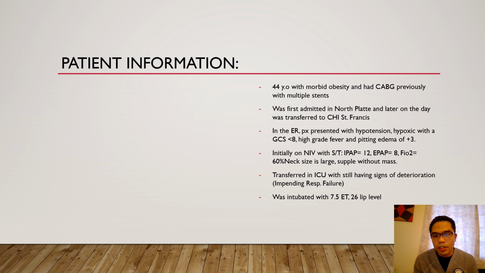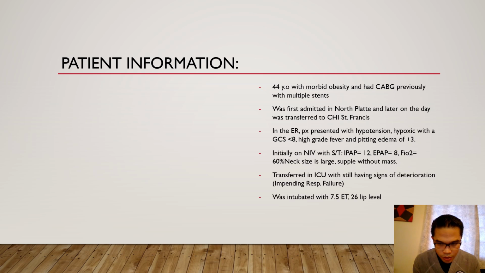And then while he was in the ICU, he was also hooked up with an arterial line. And still he's very uncomfortable, still hypoxic, which leads to impending respiratory failure. So based on the ABG, it was mostly alkalotic, but still with moderate hypoxemia. So immediately the physician intubated him with a size of 7.5, lip level 26.